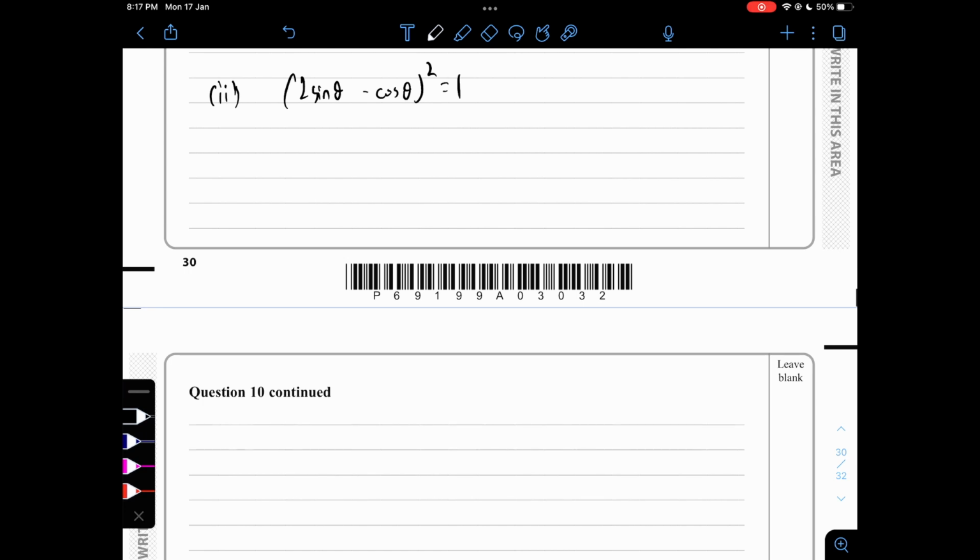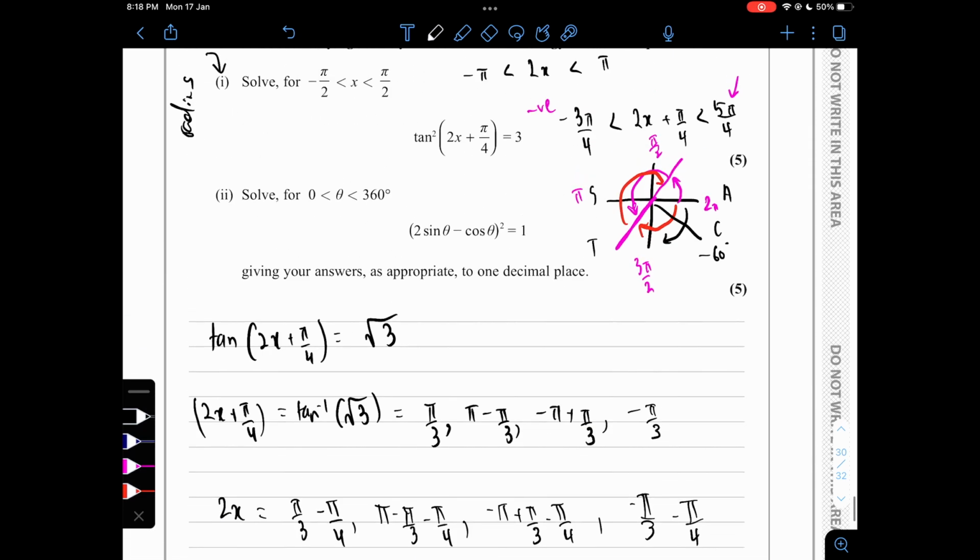Pretty straightforward. Let's expand. So this would be what? This would be same thing as saying 2 sine theta minus cos theta multiplied by 2 sine theta minus cos theta. So let's multiply them. We will get 4 sine squared theta, right? Minus 2 sine theta cos theta, and another one. So that'll be minus 4 sine theta cos theta plus cos squared theta equals 1. Okay. So we need to just solve it.